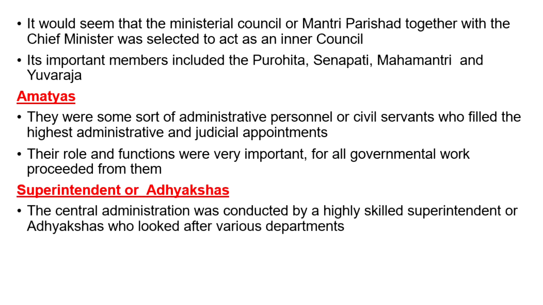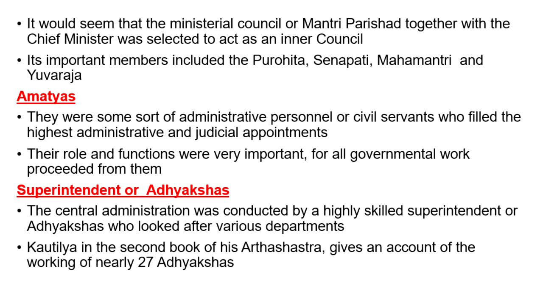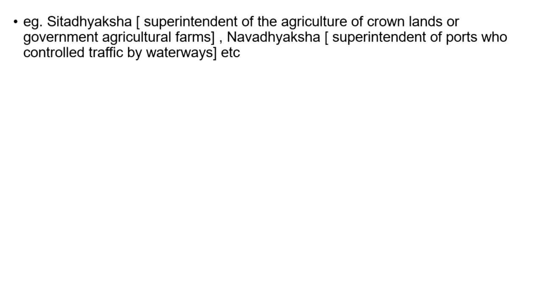Superintendents or Adhyakshas. The central administration was conducted by highly skilled superintendents or Adhyakshas who looked after various departments. Kautilya in the second book of his Arthashastra gives an account of the working of nearly 27 Adhyakshas. Example, Sitadhyaksha, superintendent of the agriculture of crown land or government agricultural farms. Navadhyaksha, superintendent of ports who controlled traffic by waterways, etc.